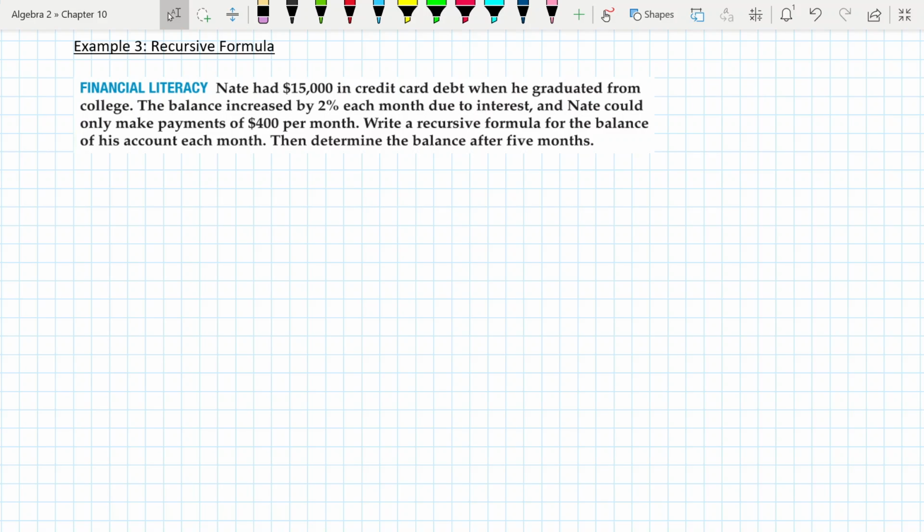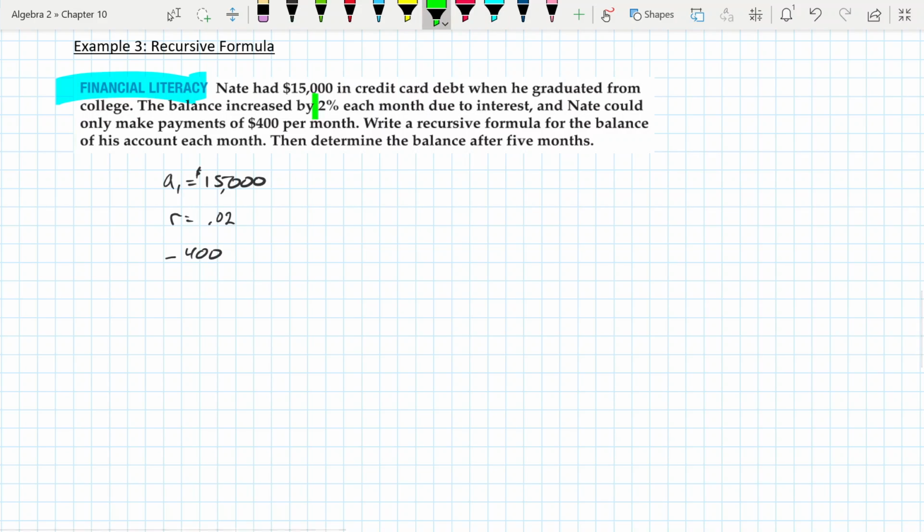Okay, we're going to use recursive formulas, but this time we're going to use them for some financial literacy. Nate had $15,000 in credit card debt when he graduated from college. To me that sounds like a starting value: $15,000 in credit card debt. The balance increased by 2% each month due to interest, so that sounds like a rate of increase, 0.02. And Nate could only make payments of $400 per month, so that sounds like they're subtracting away $400 every month.